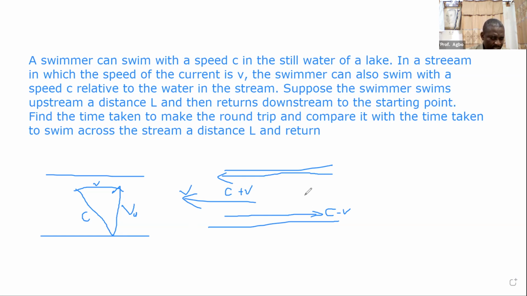So let the round trip time to cross the river be TA. That's the time to cross the river, TA. And the round trip time downstream and upstream be TB.